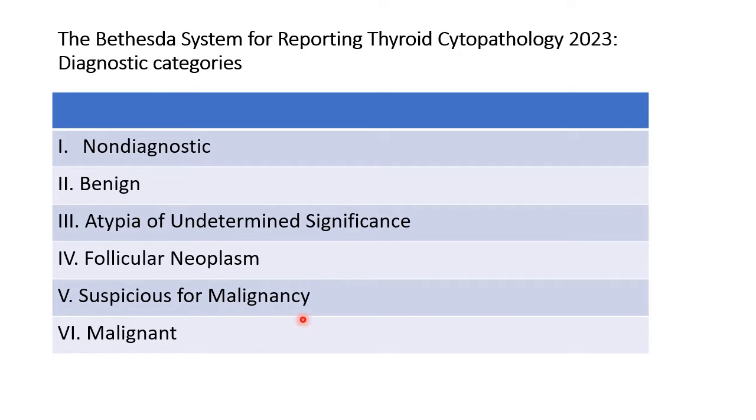So these are the diagnostic categories for the Bethesda system for reporting thyroid cytopathology 2023, which gives a single name for each of the categories. That is, category 1 is non-diagnostic, category 2 benign, category 3 AUS or atypia of undetermined significance, category 4 follicular neoplasm or FN, category 5 suspicious for malignancy, and category 6 is malignant.